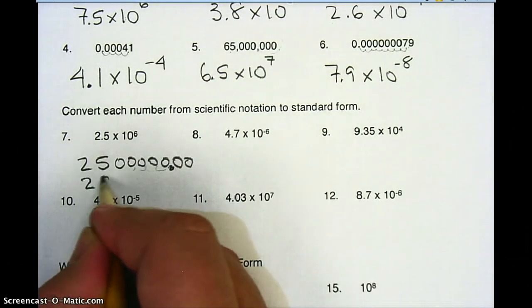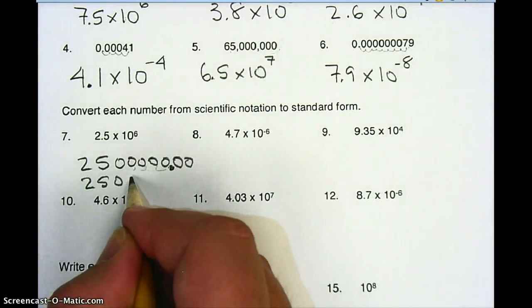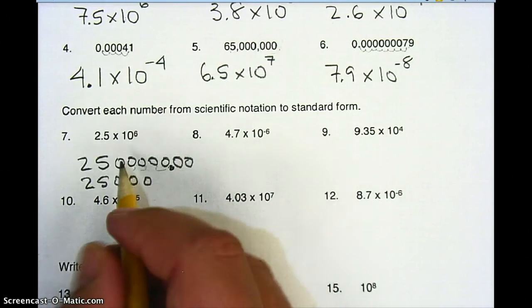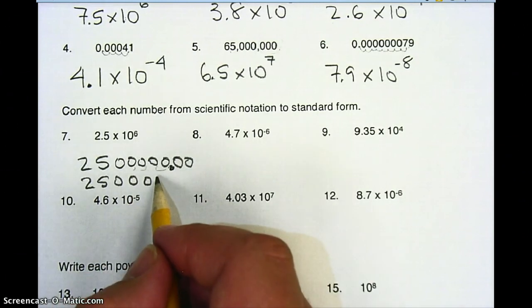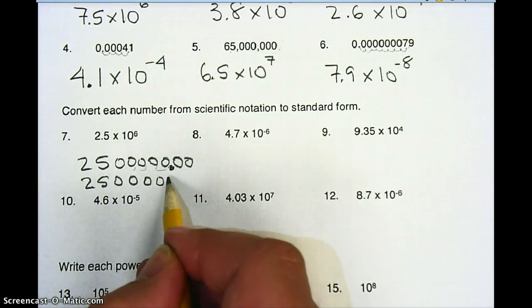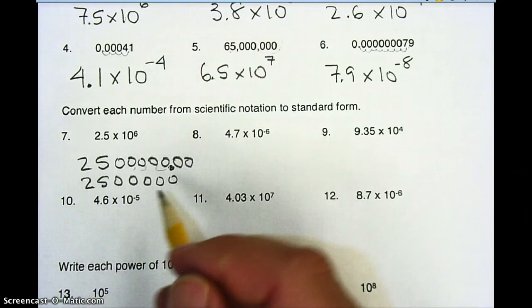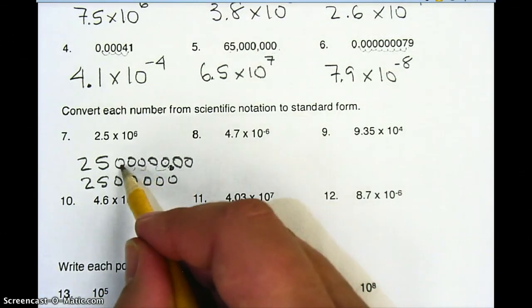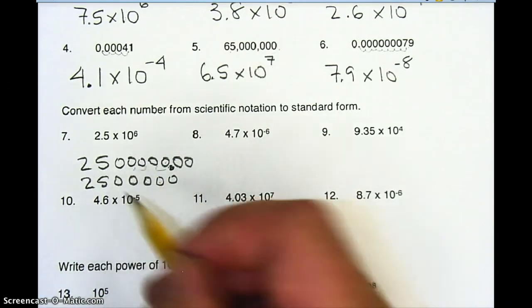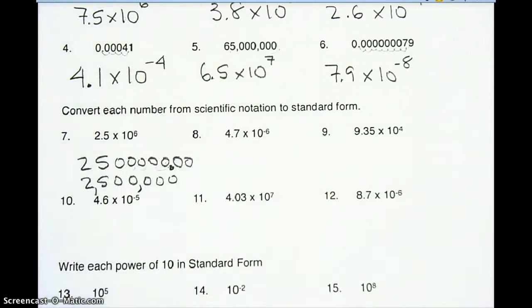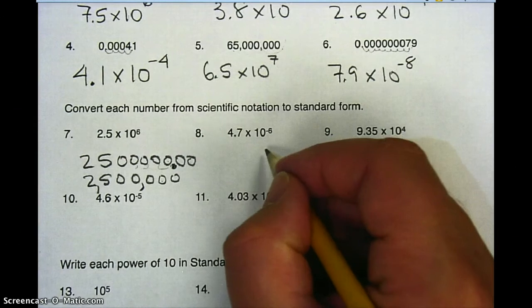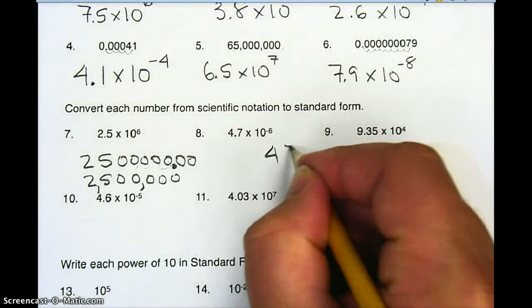So it's going to be 2, 5, 0, 0, 0, 0, 0. Is that right? 1, 2, 3, 4, 5. 1, 2, 3, 4, 5 zeros. So it's 2,500,000. Okay? The next one, the decimal point starts between the 4 and the 7.